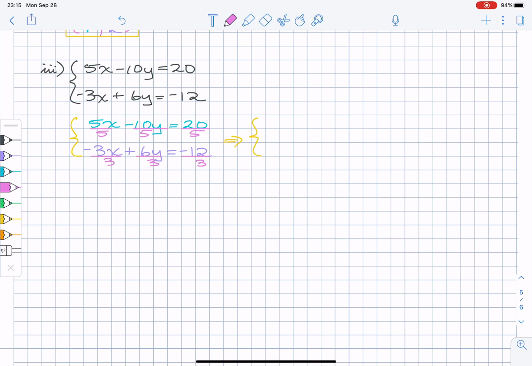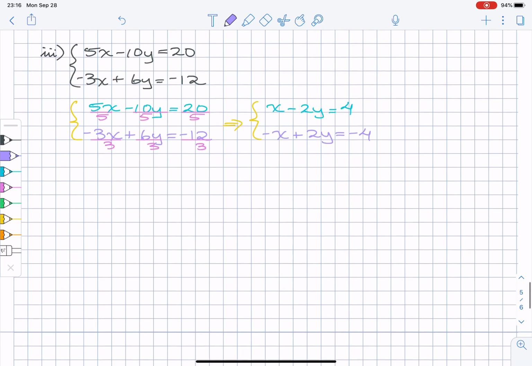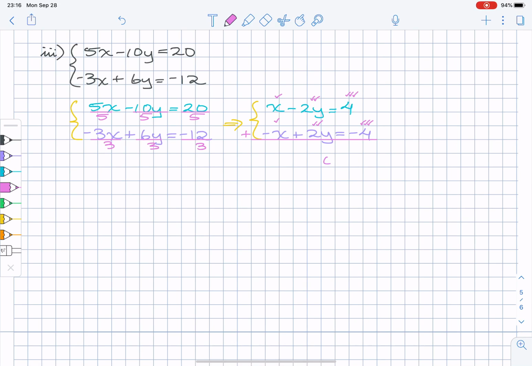Let's see, this reduces to x minus 2y is equal to 4. And the second equation will be negative x plus 2y is equal to negative 4. That's interesting, because at this point, I can just add these two equations together to get rid of x, and y, and the constant 4. So I get 0 is equal to 0, and that's always true, right? Always true.